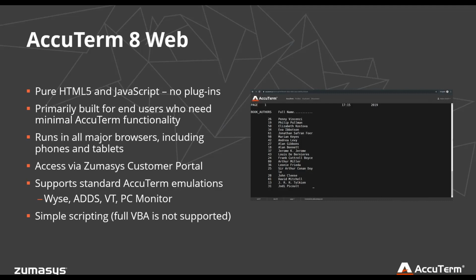As I said, it runs in pretty much any browser now, including browsers on PCs, Mac, Linux, iOS, Android, Chromebook. So it's pretty much a cross-platform version of AccuTerm. Access to the web version is from the Zumasys customer portal. So basically, you log into the portal using your email address and password and choose a profile, and you are connected. We'll talk more about that when Patrick talks about AccuTerm IO.